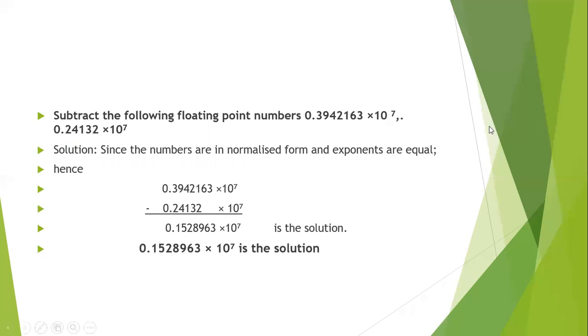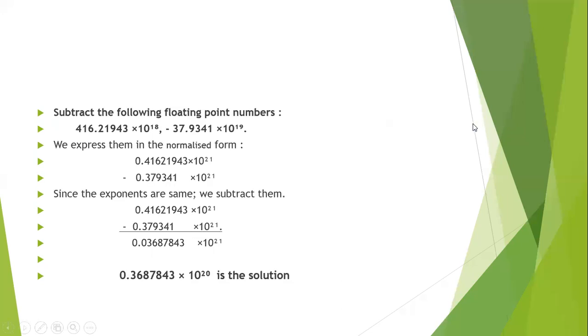Next, again subtract the following floating point numbers: 416.21943 into 10 raised to 18 minus 37.9341 into 10 raised to 19. First, convert these numbers into the normalized floating point form. Then the numbers are 0.41621943 into 10 raised to 21 and 0.379341 into 10 raised to 21.